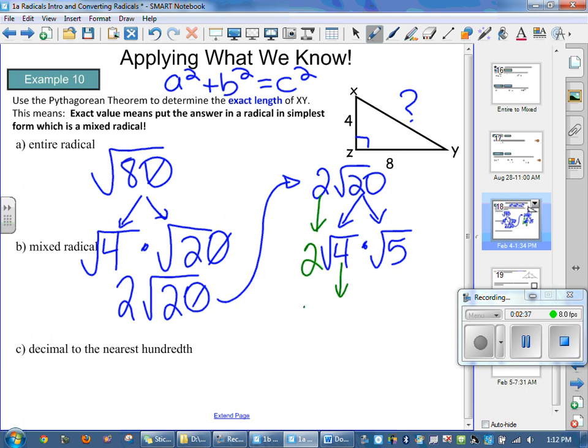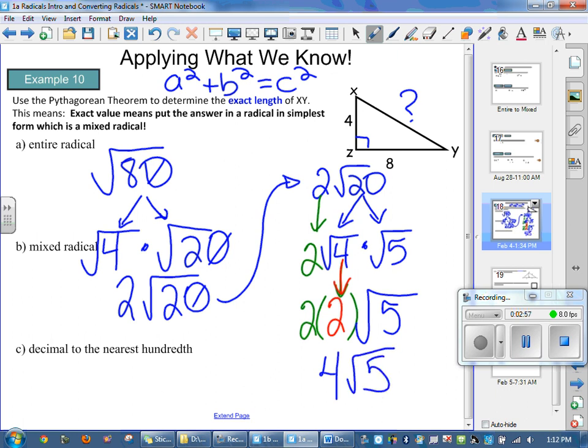So my final answer will be 2 times the extra 2 coming out from the root 4, all times root 5. I combine my coefficients, I multiply the 2 and the 2, and I'm going to get 4 root 5. Okay, last step, we're just going to take the decimals, so take root 80, and we're going to find it in our calculator, and we want 2 decimal places, so 8.94. Okay? Moving on to the next question on the bottom of the page.